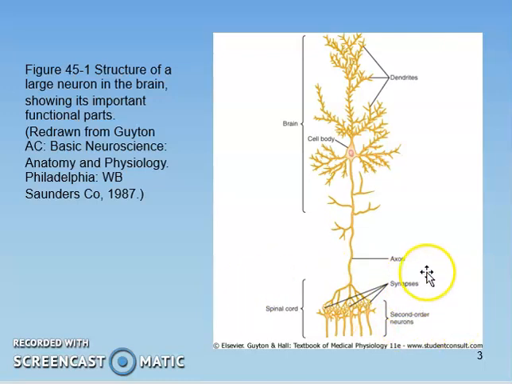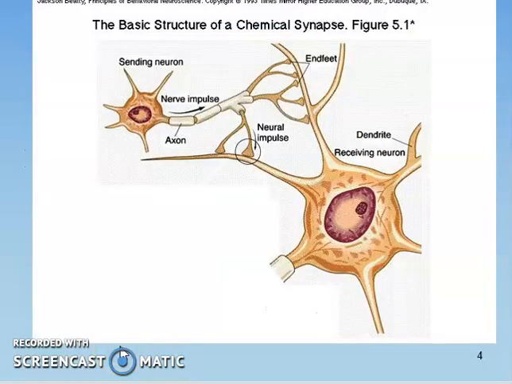So let's elaborate on these connections, where these two neurons, this one and these ones, are connected to each other. They are called synapses. So let's elaborate on these synapses.